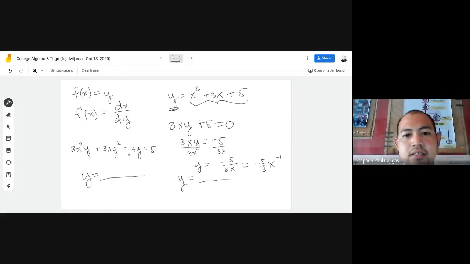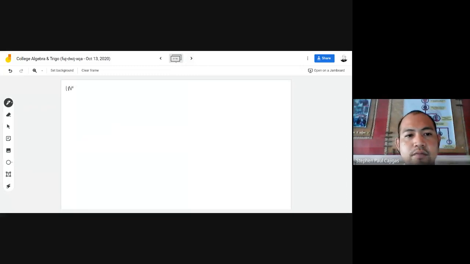So in this case, if we are going to find the derivative of this, we will now be applying what we call implicit differentiation. Implicit differentiation is basically a rule that tells us how we can find the derivative of x with respect to y for an equation wherein y is not explicitly stated as a function of x.